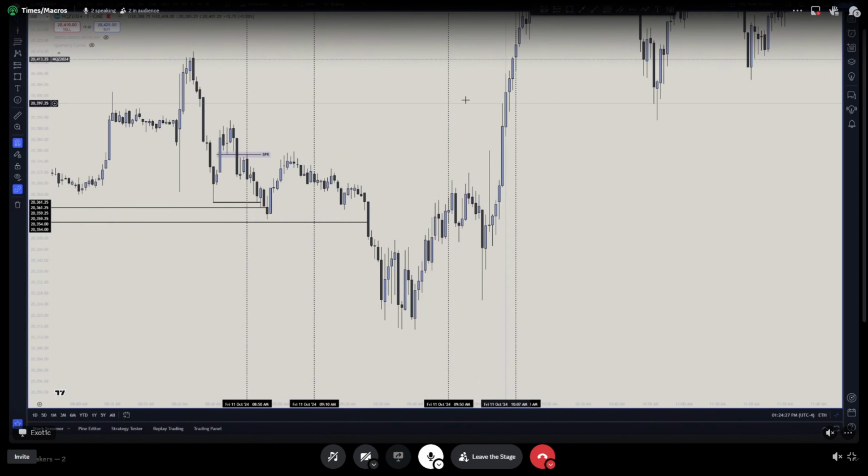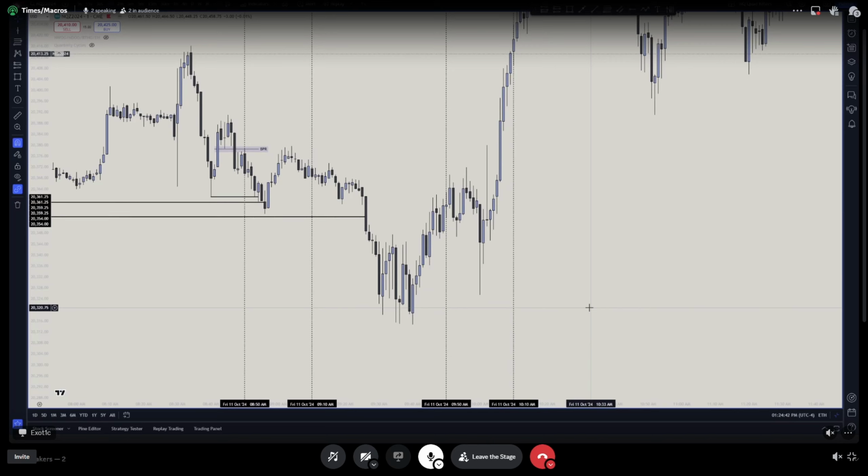The problem I have with this macro is that in the middle, you do have that 10 o'clock news driver, which is this right here. So I like to avoid this macro if possible when there is 10 o'clock news of an orange folder or higher. Now, what this macro usually does is at 9:30, you're going to have your Judas swing either higher or lower. What that's going to do is give you your Judas swing, so it's going to do a fake move.